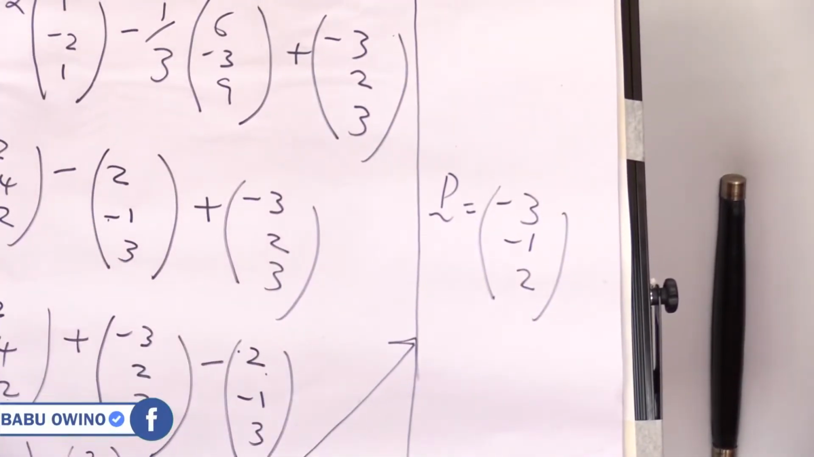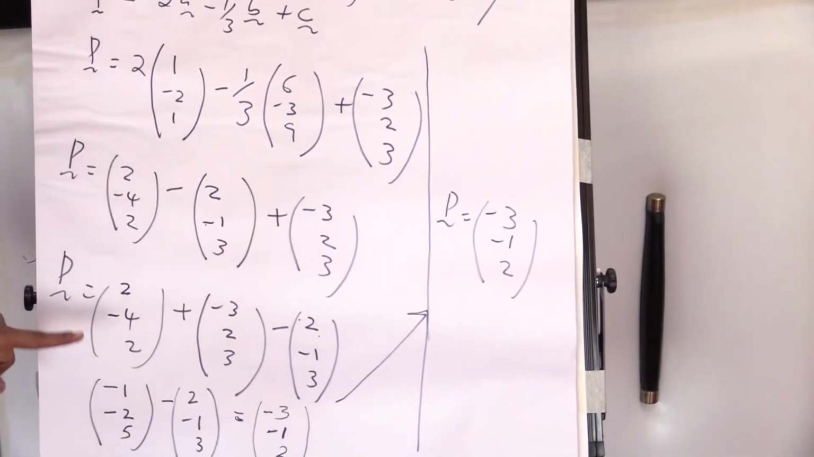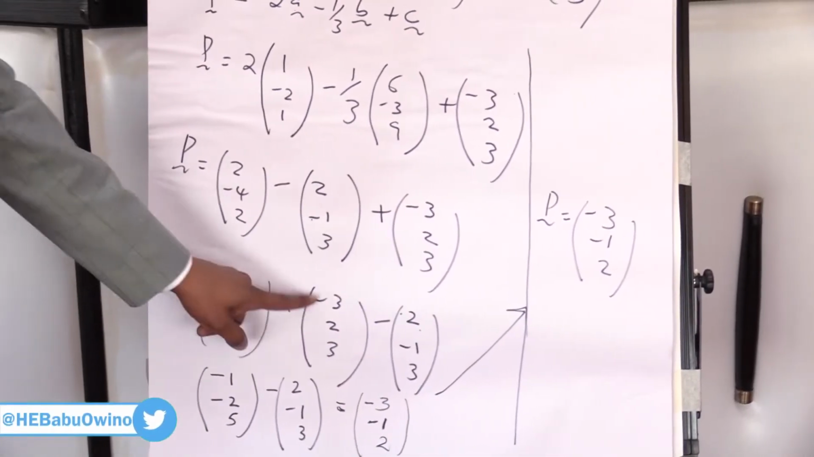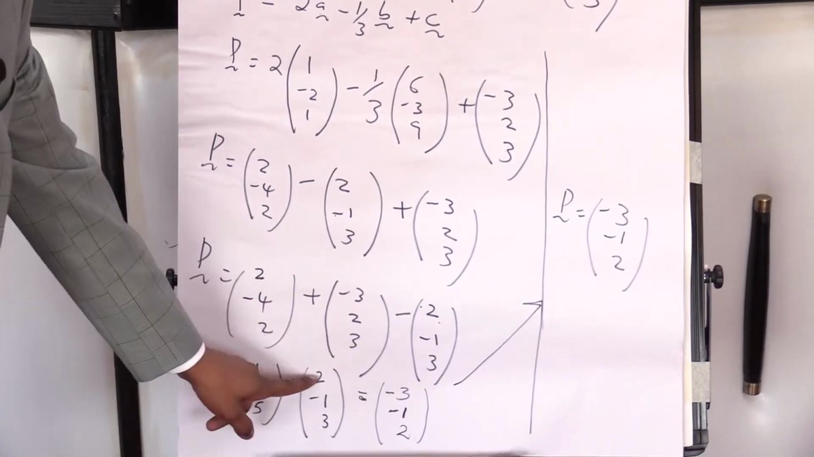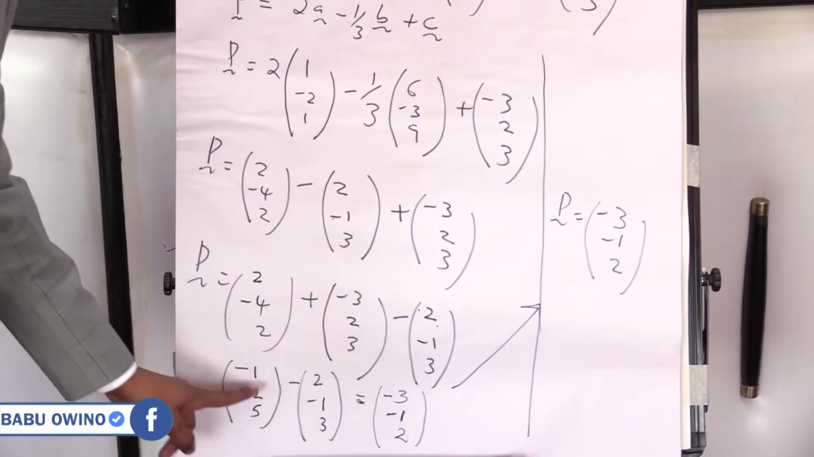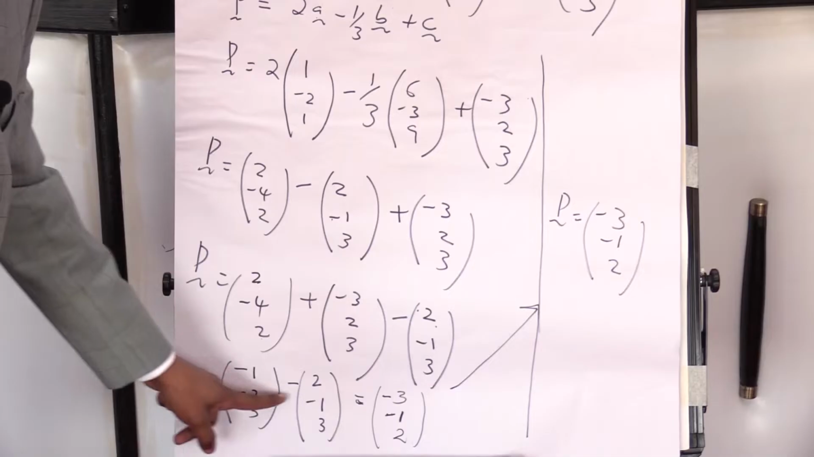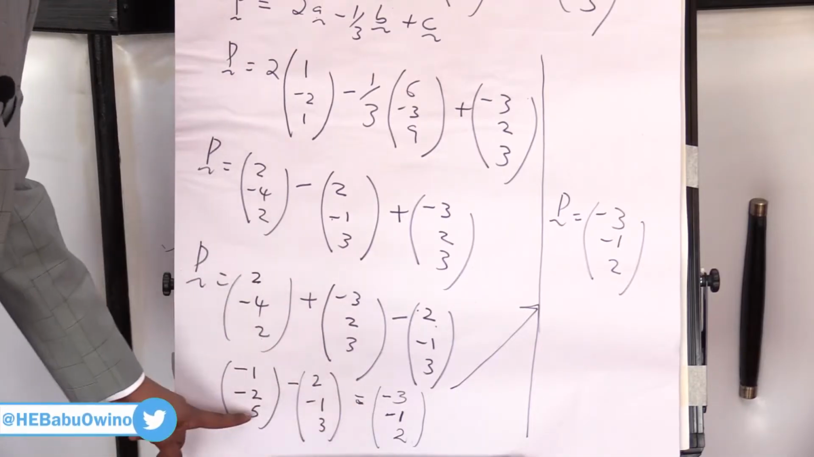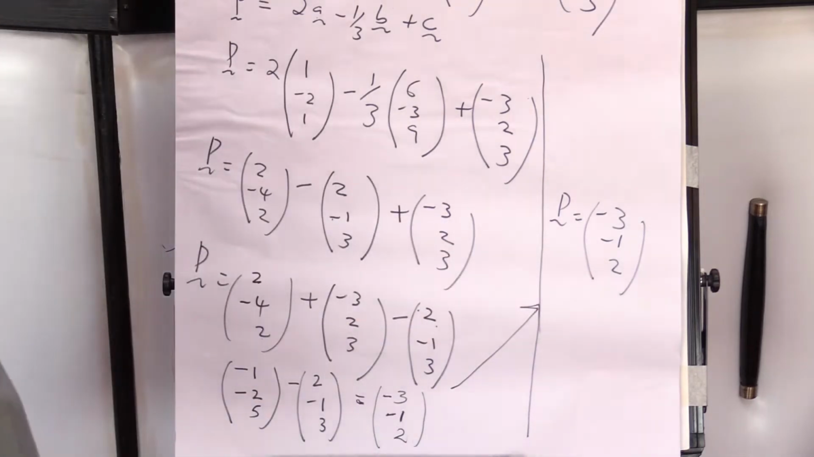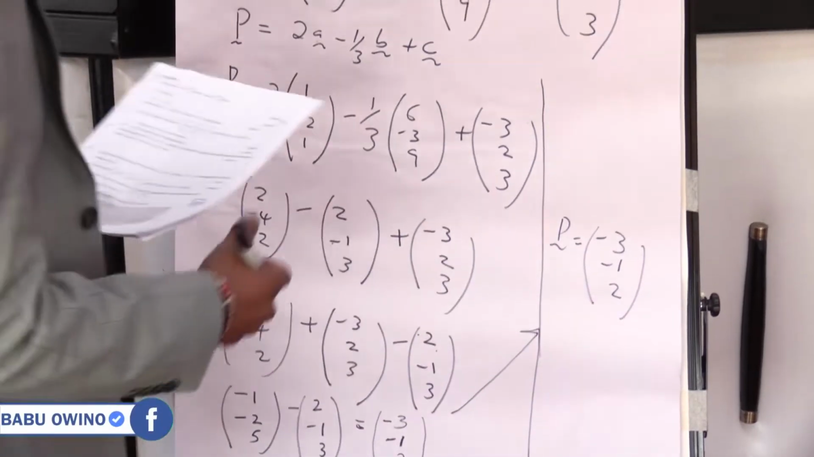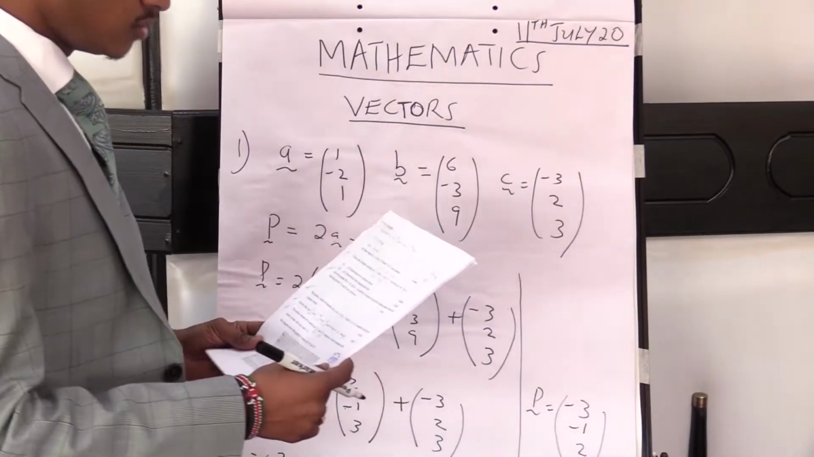So you must be very careful with the signs once again. You add this to this, it is minus 1, then minus 2, then 5. Then you subtract 2, minus 1, 3. This is minus 3. 1 minus 2 is minus 1. 5 minus 3 is 2. So this is what you get. Then the next question on that, part B, determine the magnitude of P.